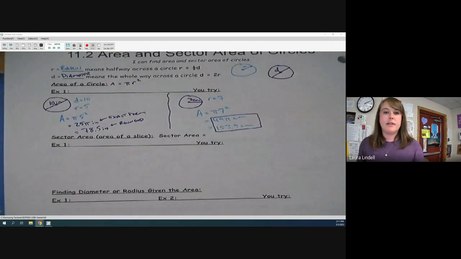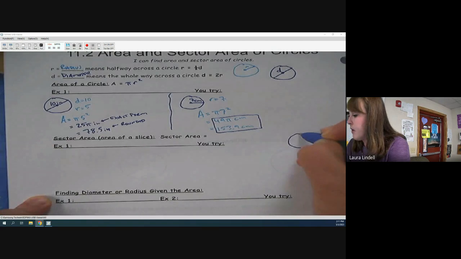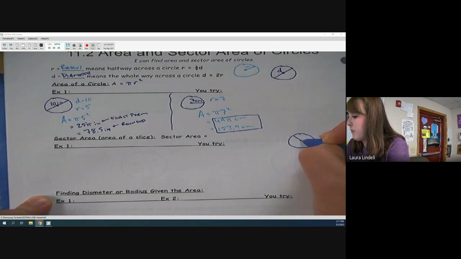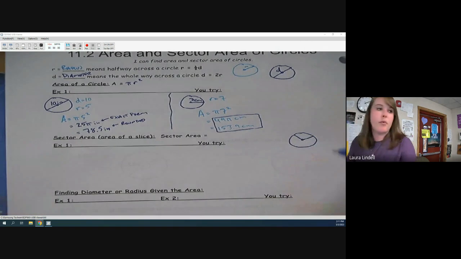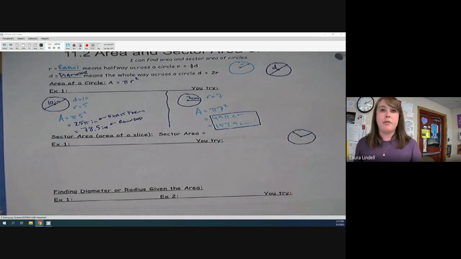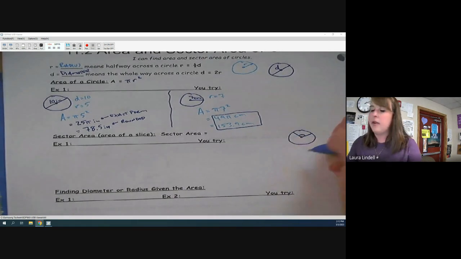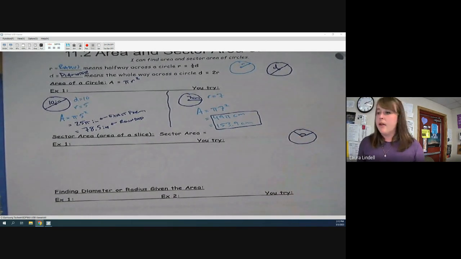Sector area is the next thing we're going to try. So sector area, kind of like arc length yesterday, is visually, if we have a circle, maybe I only want to know about the area of one slice of the circle. Let's say I just want to know the area of that slice. Well, I need a little bit more information. I need to know either the radius or the diameter like usual, but I also need to know what this angle is of the slice that I'm looking for.